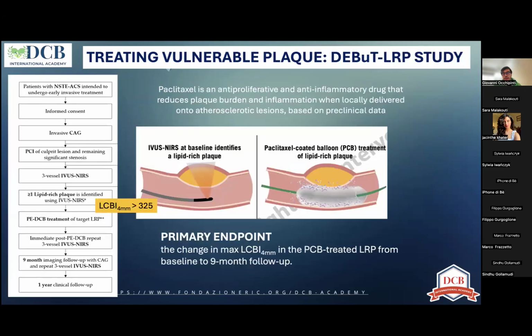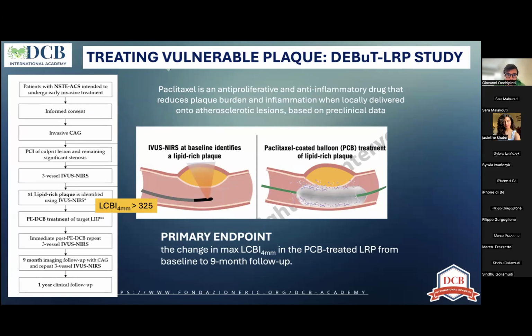What I would like to say, to finish and just to recap, there has also been a study that investigated the role of treating a vulnerable plaque by means of a paclitaxel-coated balloon. This was the DEBUT-LRP study.